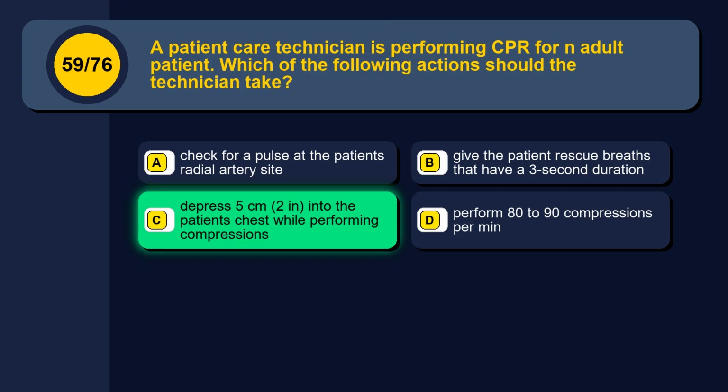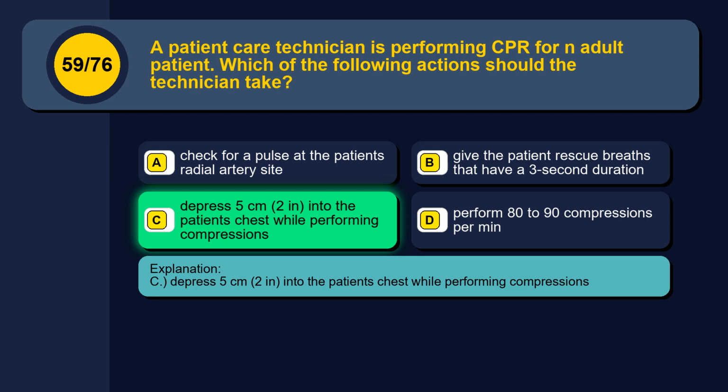The correct answer is option C, depress 5 centimeters, 2 in, into the patient's chest while performing compressions. C, depress 5 centimeters, 2 in, into the patient's chest while performing compressions.